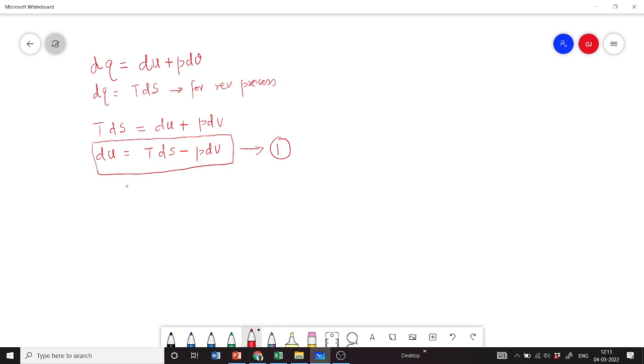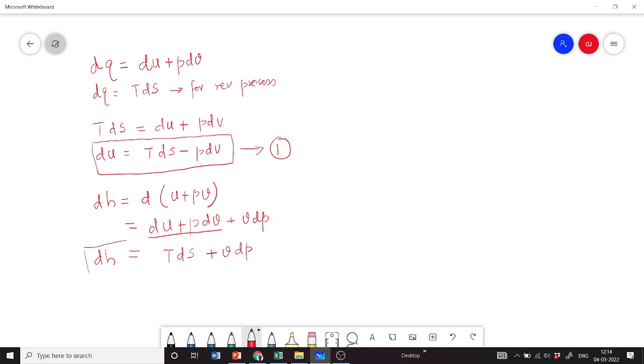Similarly, dH is equal to d of (u plus PV), which is equal to du plus P dV plus V dP. But du plus PdV, what is this? TdS. So this is equal to TdS plus VdP. So dH is equal to TdS plus VdP. Let's call this equation 2.